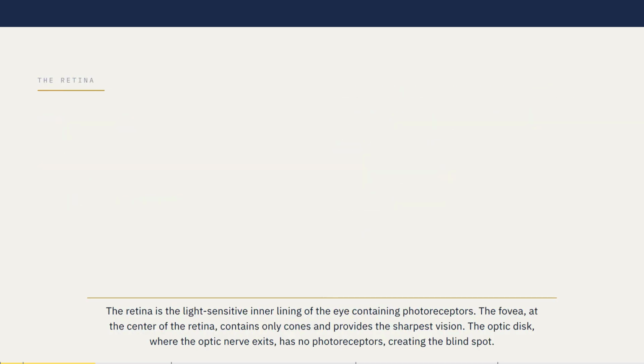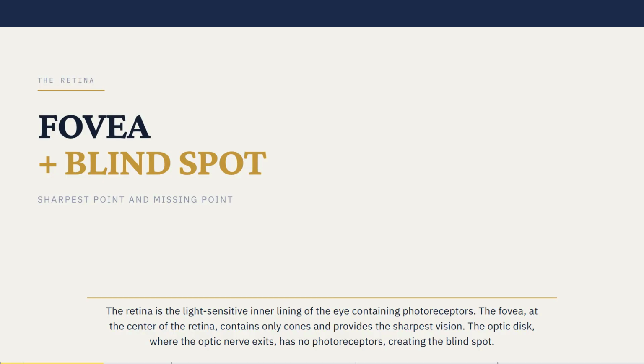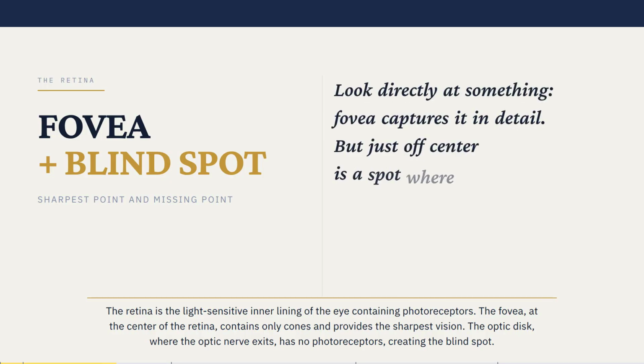The retina is the light-sensitive inner lining of the eye containing photoreceptors. The fovea, at the center of the retina, contains only cones and provides the sharpest vision. The optic disc, where the optic nerve exits, has no photoreceptors, creating the blind spot.